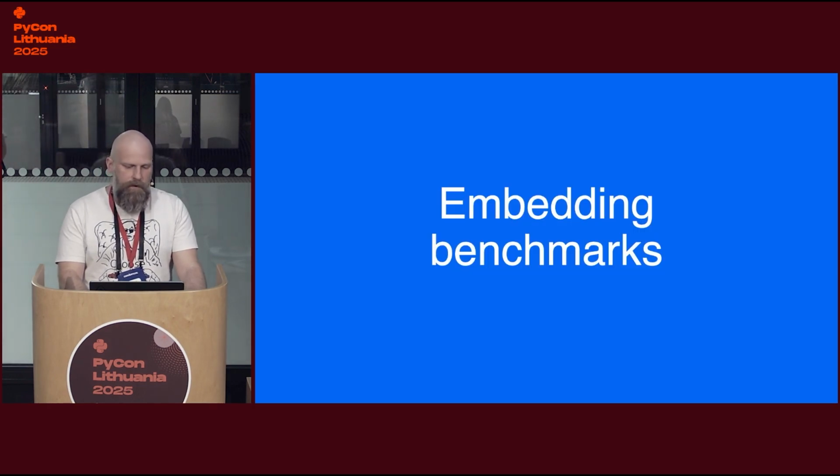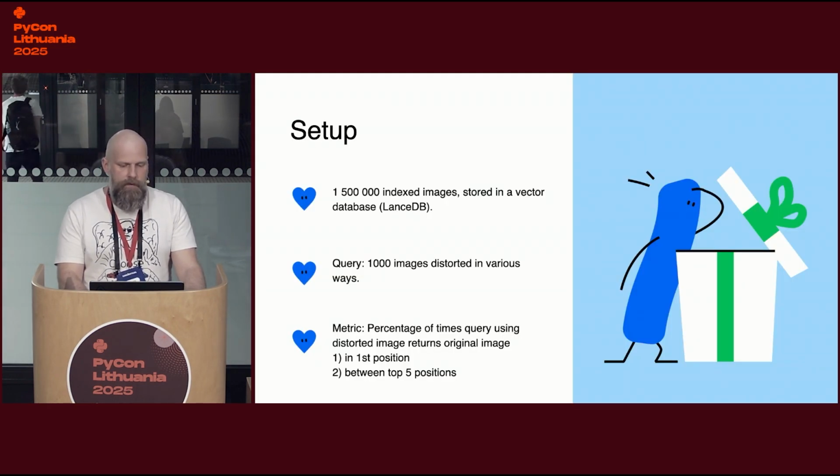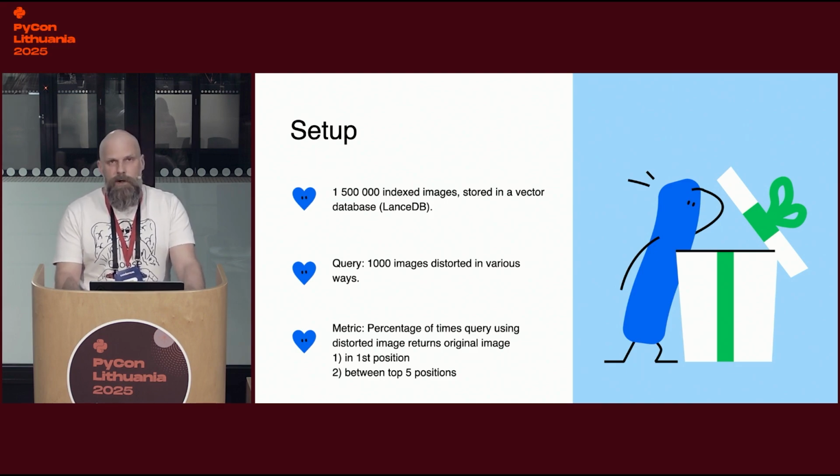So let's check how good we work at detecting duplicates. For this test, we indexed 1.5 million images, stored them in a LanceDB vector database, and we selected a random sample of 1,000 images from those, and then distorted them in various ways. I'll show in the next slides how. And we checked what percentage of times querying using the distorted image produced the original image in the first result and among the top 5 positions.